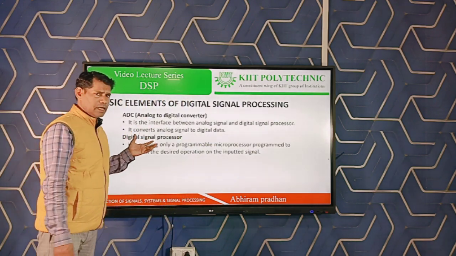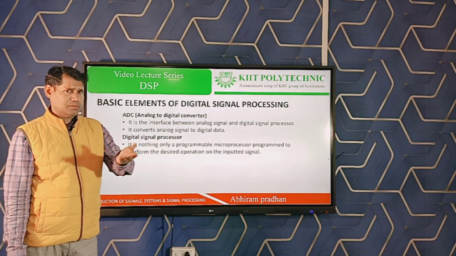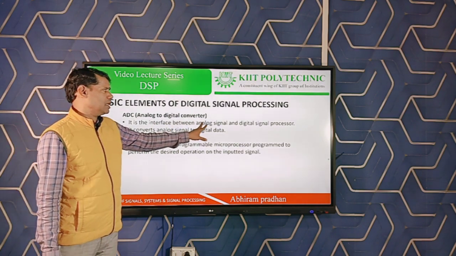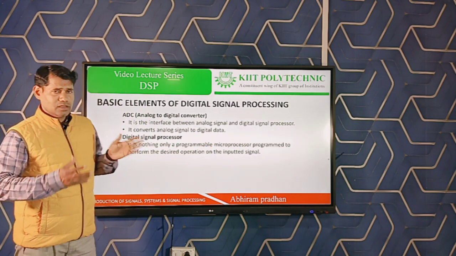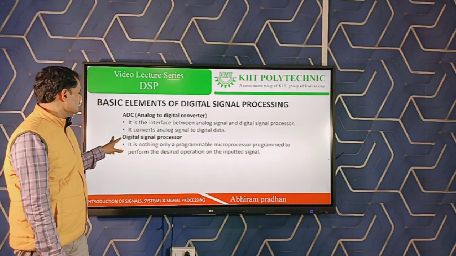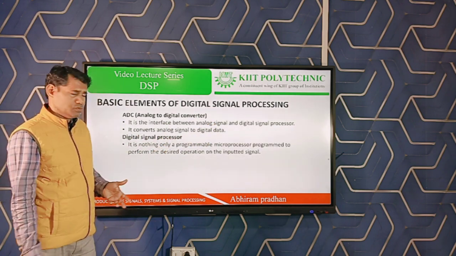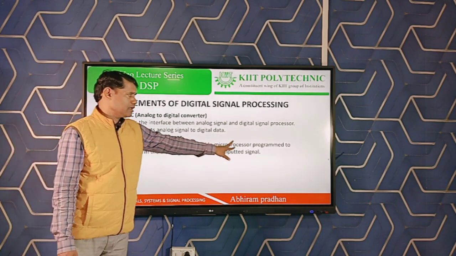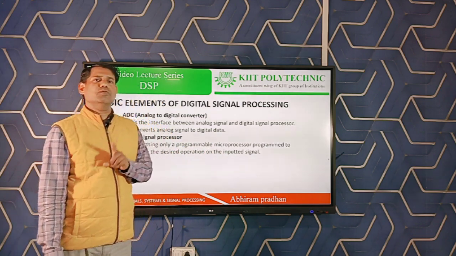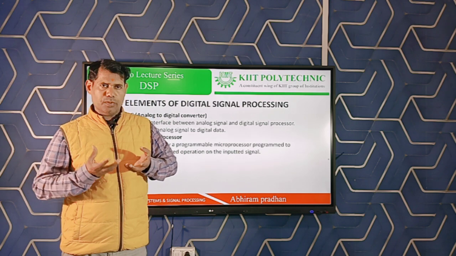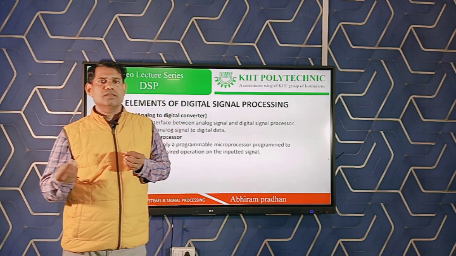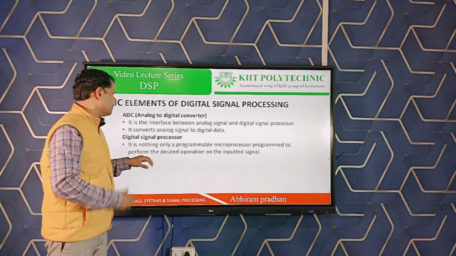In the next part, I describe with the diagram what I have just said. These are the descriptions. It is written that the ADC is the interface between the analog signal and the digital signal processor. It converts the analog signal to digital data. Then what is the digital signal processor doing? It is nothing but a programmable microprocessor programmed to perform the desired operation on the input signal. There are definite instructions, like the examples I gave: adder, multiplication or integration. All these things it will do.